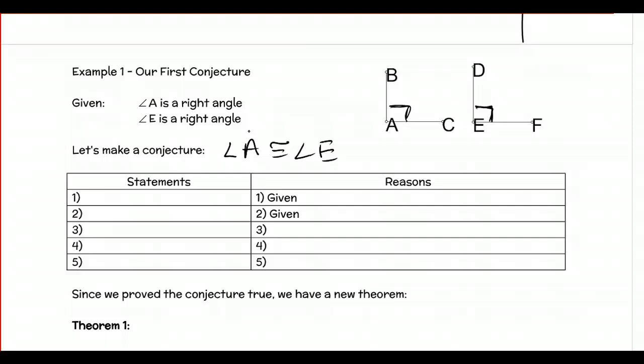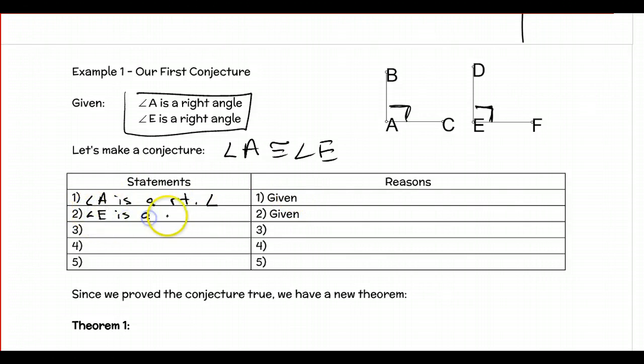So whenever we do a two-column proof, usually, most of the time, the information that they give you in the problem, this information they give to us, we're going to put that first. So I'm going to put angle A is a right angle. Feel free to use abbreviations. That's given. So the reason we can write this in the statement is that it's given to us in the problem. And angle E is a right angle.